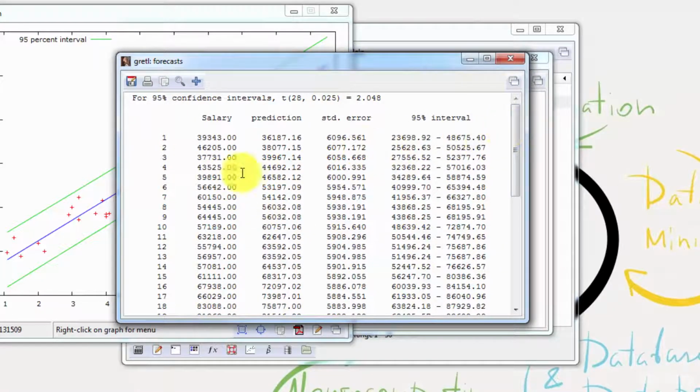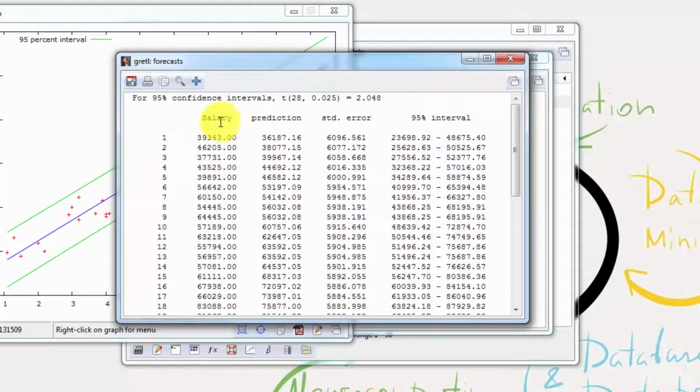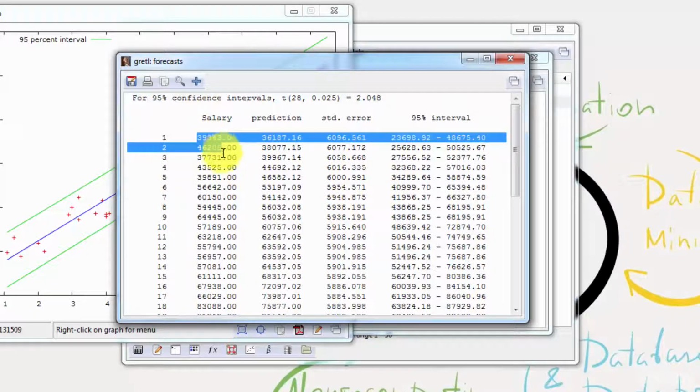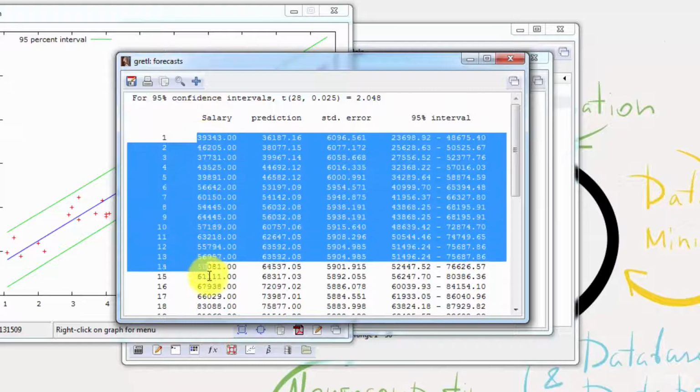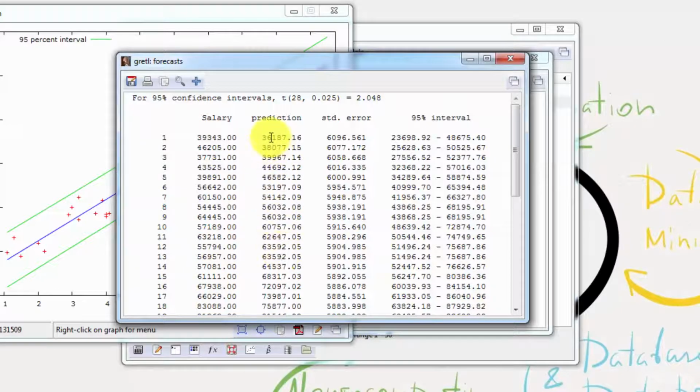So basically what happened here is Gretl took your existing records. So here you've got your 30 records, and it didn't print any information on the independent variables. So years of experience is not here, as you can see, but it does have salary. So the actual salary that was in your file. And then it's got the predicted salary. So the salary that the model is predicting for that record. And you can just visually compare them here, see the standard errors, 95% confidence intervals, if you like.